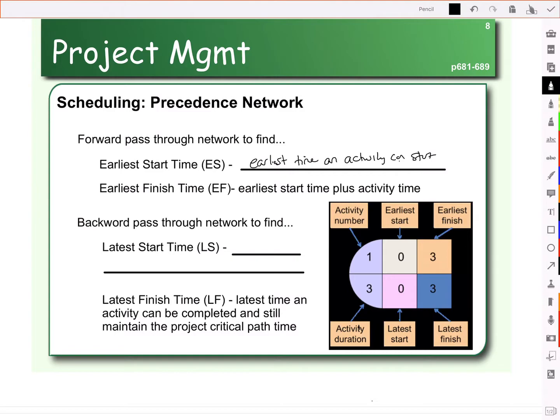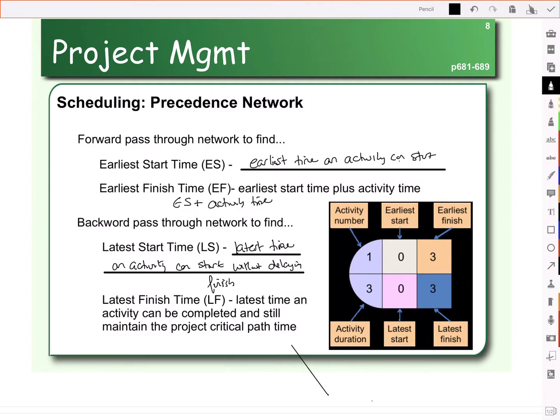The earliest finish time, we're going to find that by taking the early start time plus the time for the activity. The latest start time is the latest that our activity can start. And here, when we're talking about the latest it can start, it's the latest we can start without delaying the finish.